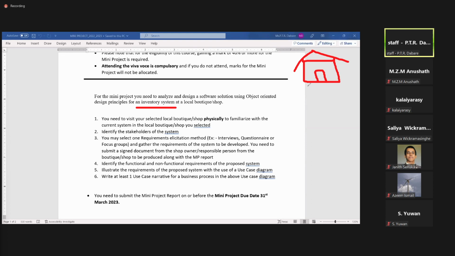So what you have to do is, first of all, visit the place and then familiarize yourself with the current system. Now you have learned many things for that. What are the ways that you can familiarize? Can someone give me an answer for that question? How can you get familiarized with the current system? We discussed this last time during day school 3.